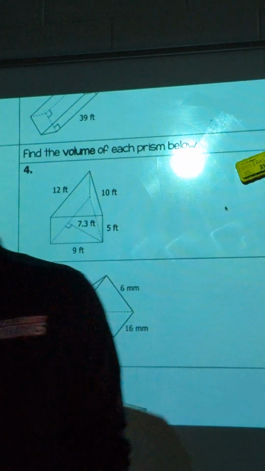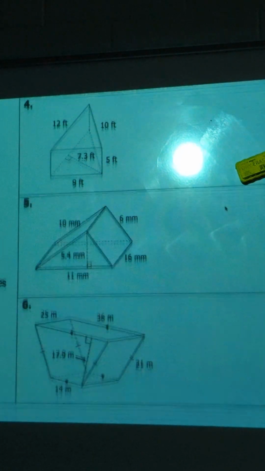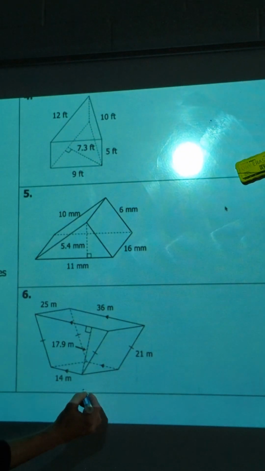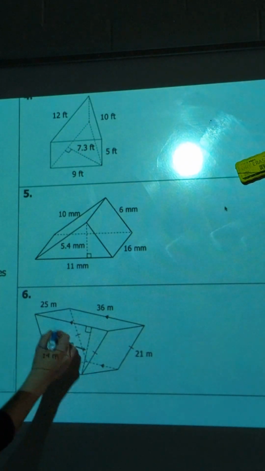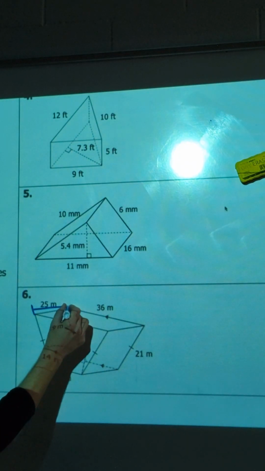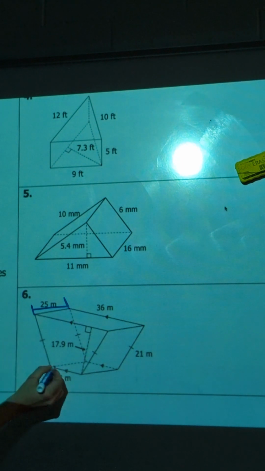So just real quick, what's the base going to be on number 6? Trapezoids. Yeah, it's that trapezoid. And what would the height be? So if the trapezoid is the base, 17.9. No, the height is going to be the distance between the bases. Does that make sense at all? Yeah. Okay. Again, this is like laid on its side, if the trapezoid is the base.